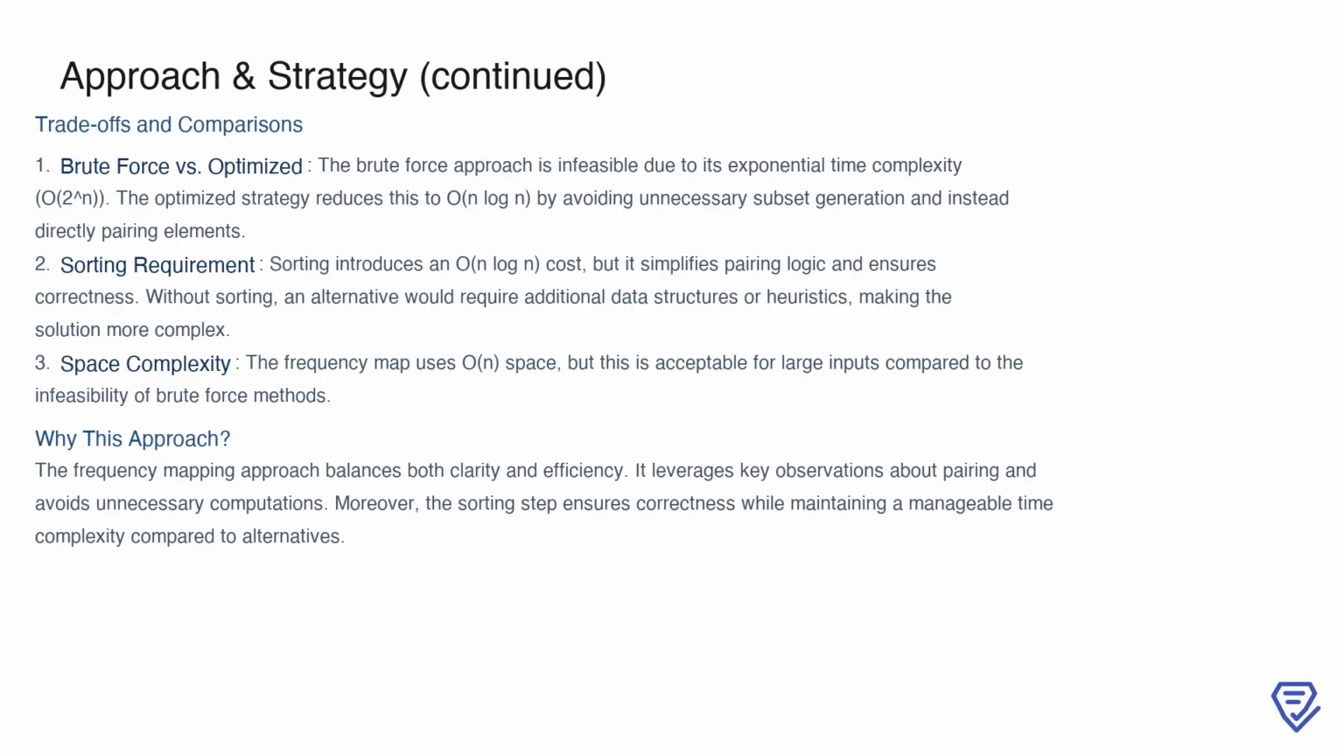While sorting introduces an additional O(n log n) cost, it simplifies the pairing logic and ensures correctness, avoiding the need for more complex data structures. In terms of space complexity, the frequency map uses O(n) space, which is a reasonable trade-off given the efficiency gains. Overall, the frequency mapping approach stands out because it combines clarity, efficiency, and correctness. By leveraging the observations about pairing and sorting, it avoids redundant computations and provides a clean solution to the problem.